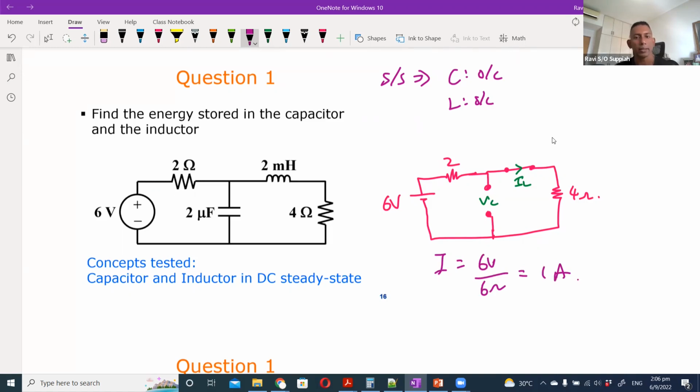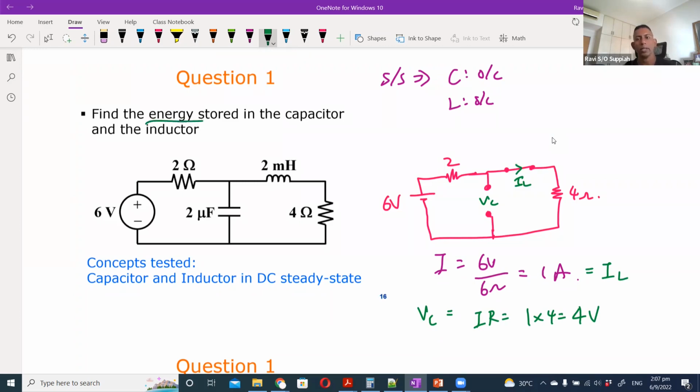The voltage across the capacitor, VC, can be calculated as the voltage across the 4 ohm resistor, because they are in parallel, so it's the same. The voltage across the 4 ohm resistor is I times R, which is 1 times 4, which is 4 volt. The current through the inductor, IL, is the same as I, the same current that flows through the inductor.